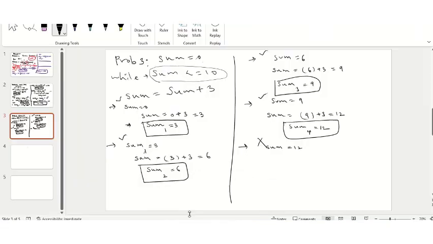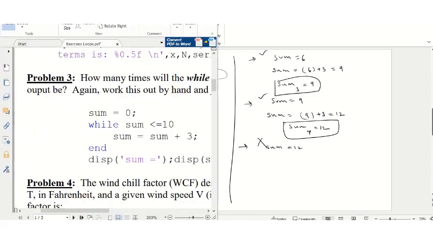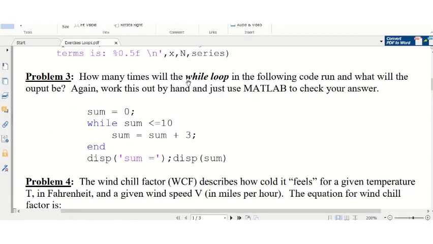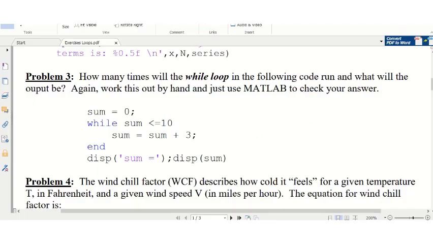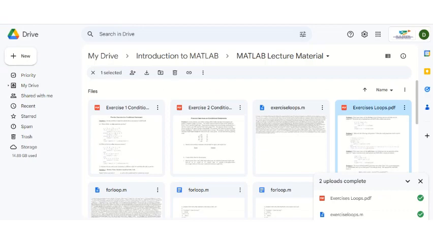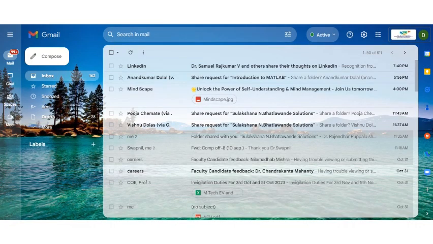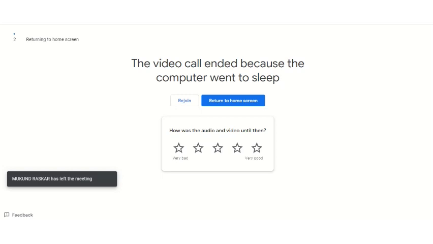Yes, sir. So what is the question here? How many times will the while loop in the following code run? How many times is it running, sir? One, two, three, and 4 times it is running. Okay. Are you able to hear me, sir? Oh, it's ended.